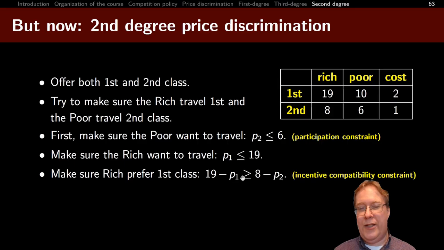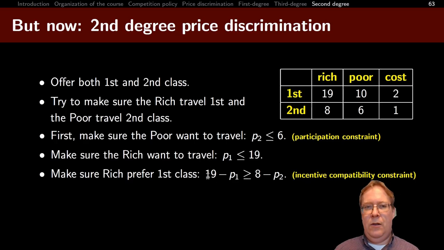And that equality is a bit of a knife edge case, of course. Usually we assume that, to make sure that they travel first class, you could also always decrease P1 by an infinitesimally small number. But for simplicity, we always ignore that. We just assume that whenever consumers are indifferent, they do what we want them to do, to avoid always having these discussions of setting a price just epsilon.